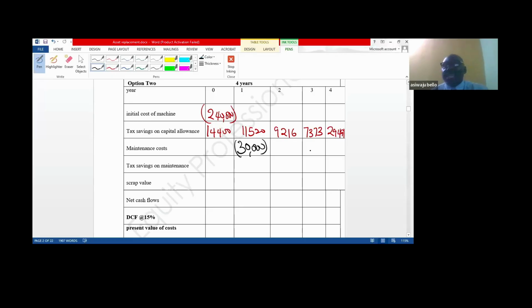Maintenance cost for year 3 at the start of year 3. Start of year 3 under investment rule refers to end of year 2. Maintenance cost for year 4, because we are looking at replacement for it, is 60,000 to be incurred at the start of year 4. Start of year 4 under investment is end of year 3.